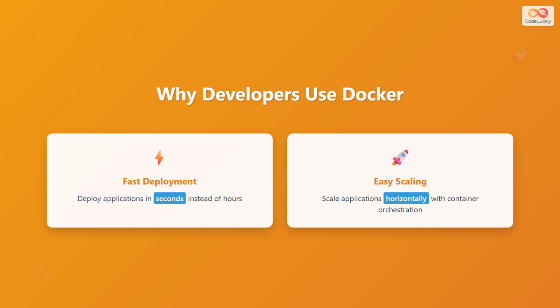Developers use Docker for its many benefits. Docker enables fast deployment, allowing applications to be deployed in seconds instead of hours. Docker also allows easy scaling of applications horizontally with container orchestration tools.